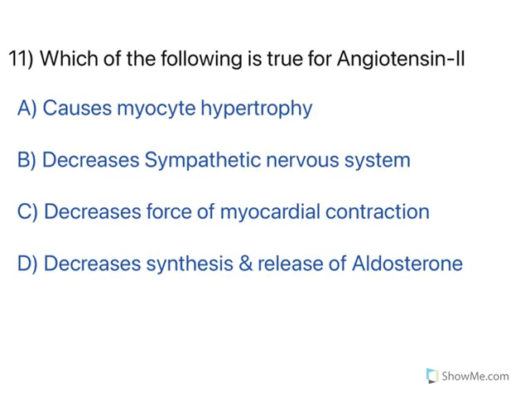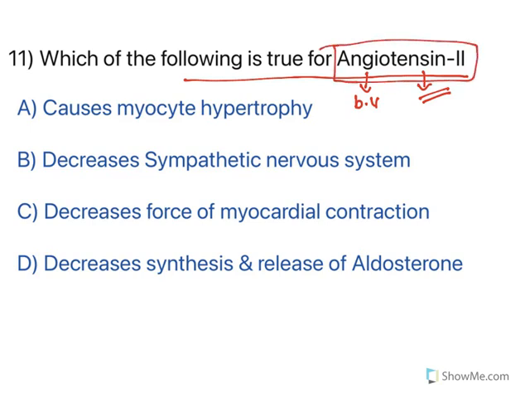Moving to the next one. Now, which of the following is true for angiotensin II? Now, see, angio means blood vessel. Tensin means increasing tension or causing contraction. When a blood vessel is contracted, what happens? It raises blood pressure severely. Now, we need to understand the effects of angiotensin II. There are a lot of effects of angiotensin II. What is true? It causes myocyte hypertrophy. True. Hypertrophy, increase in size of the cell occurs, especially cardiac myocyte hypertrophy occurs.